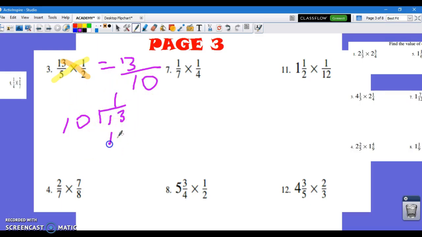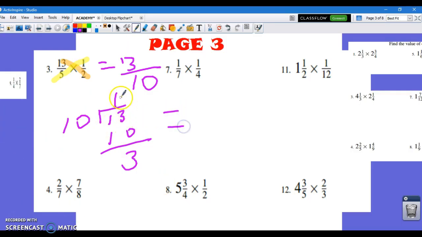I know that 10 is going to go in one time. That gives me 10. I have 3 left over. Remember, I need to see your work, your division work, just like this on your scrap paper, even if you use a calculator. If you're using a calculator, go back and watch the first video to show how to use a calculator, but still show your work on the division.